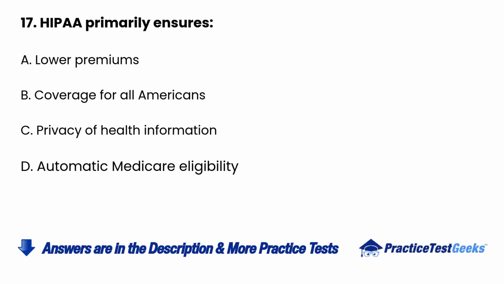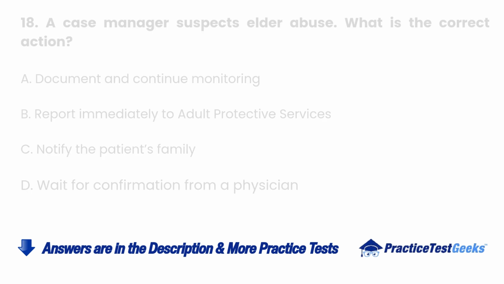17. HIPAA primarily ensures A. Lower premiums. B. Coverage for all Americans. C. Privacy of health information. D. Automatic Medicare eligibility.